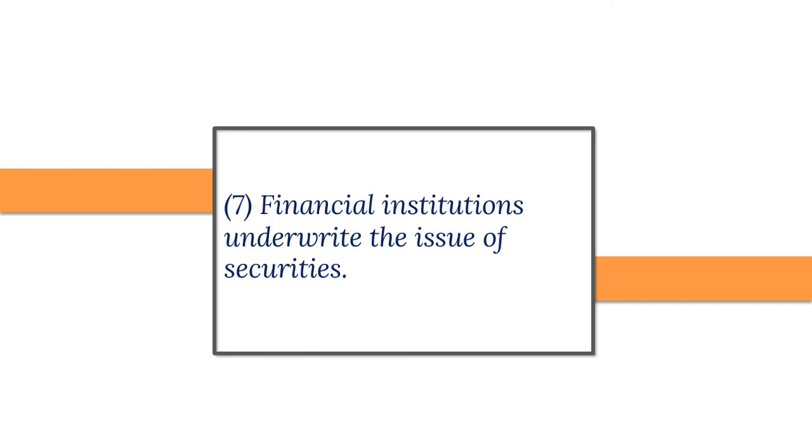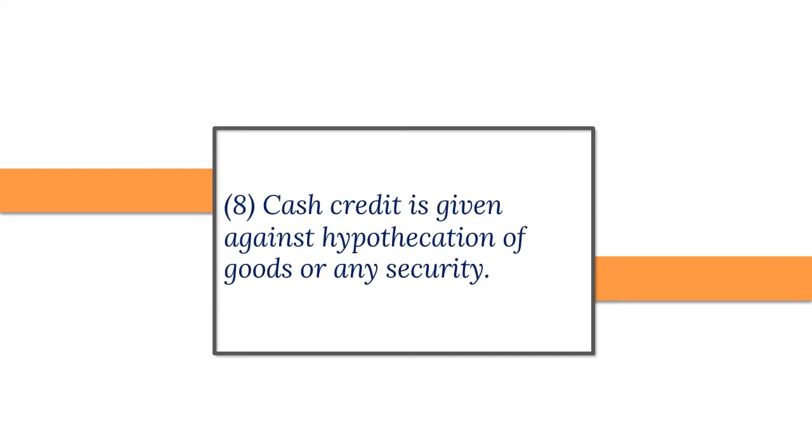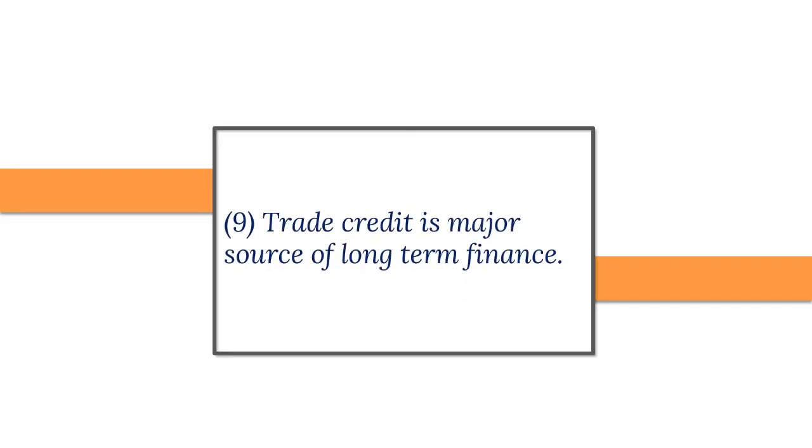7. Financial institutions underwrite the issue of securities. This statement is true. 8. Cash credit is given against hypothecation of goods or any security. This statement is true. 9. Trade credit is major source of long-term finance. This statement is false.